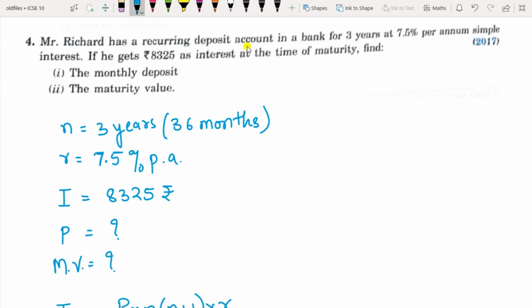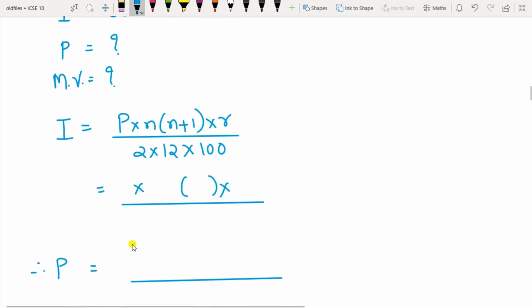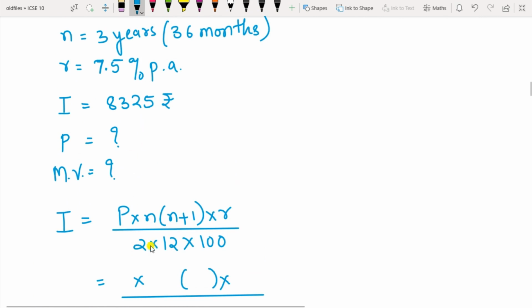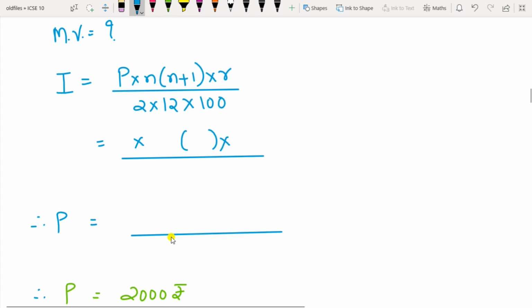Mr. Richard has a recurring deposit account in a bank for 3 years at 7.5% per annum simple interest. If he gets 8,325 as interest at the time of maturity, find the monthly deposit, that is P, and the maturity value. So for the monthly deposit, P, you have to find it. You have been given n, R and I. So you know I here, so apply the formula for I.